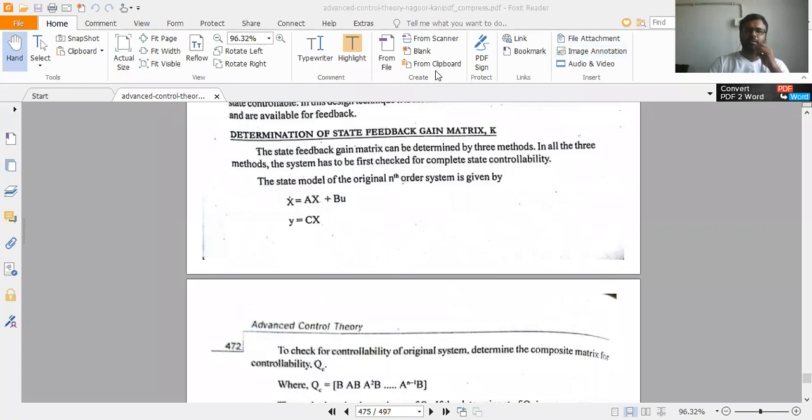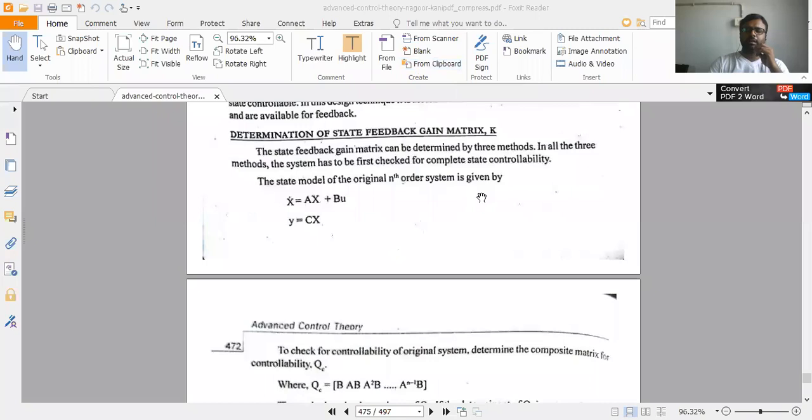And the state feedback gain matrix is denoted by the letter K, capital K. In order to determine the state feedback gain matrix, we have to satisfy certain conditions. And to determine it, three different methods are there.